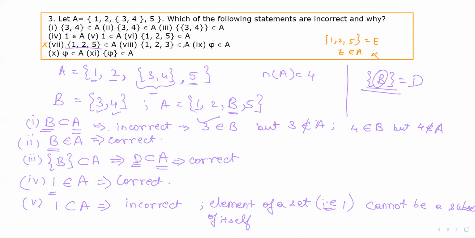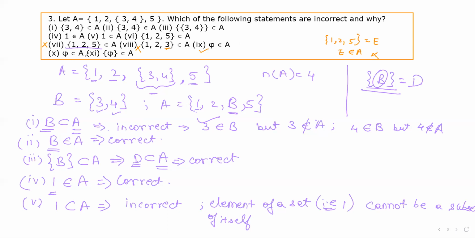1, 2, 3 is a subset of A. 1 and 2 belong to set A, but 3 is not an element of A. B is an element of A, but 3 itself, this number 3, is not a separate element of A. So this statement is also false. 5 is a subset of A, it belongs to A. 5 belongs to every set. So this is universally true.